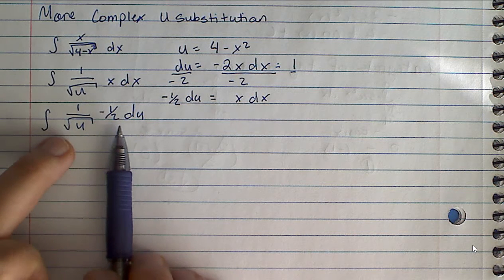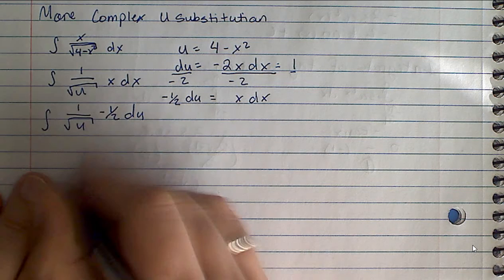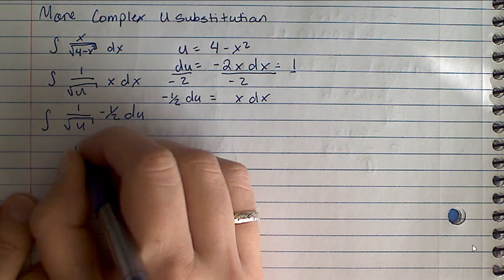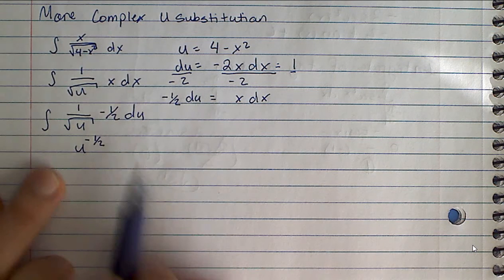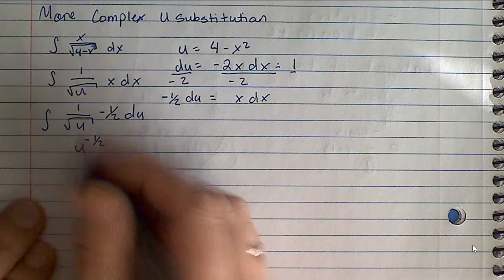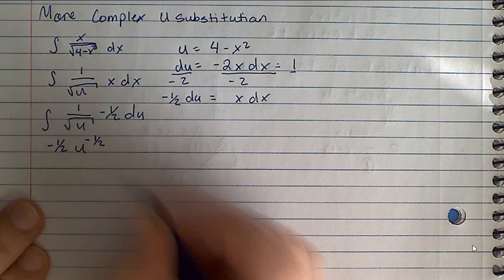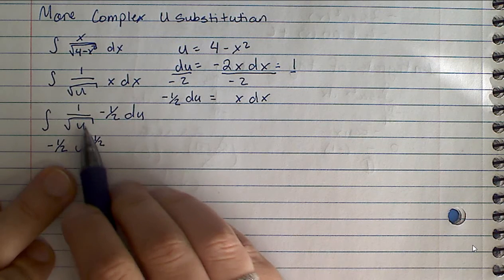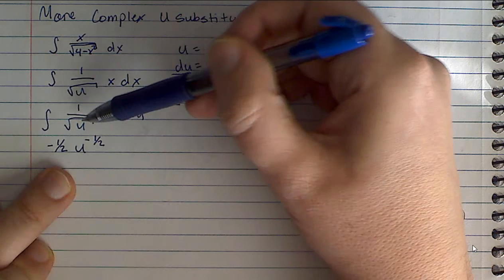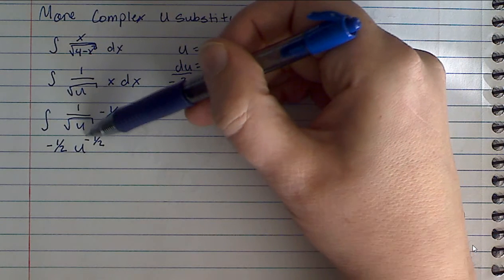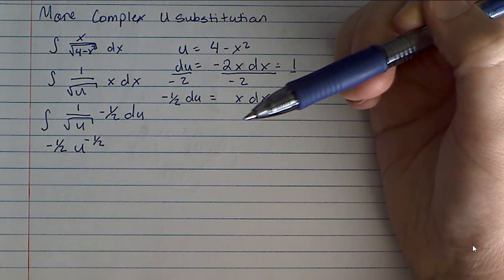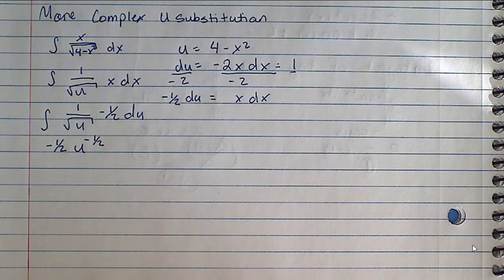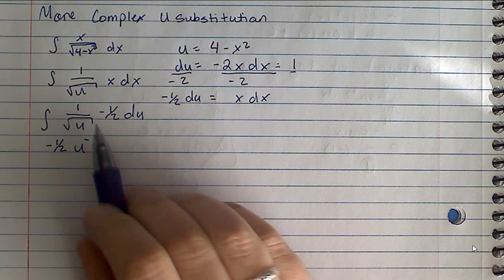So I'm gonna rewrite this as u to the negative 1/2 power. I'm going to put the negative 1/2 in front because it's in the bottom, it's in the denominator. And anything that's in the denominator means it's going to have a negative as part of its exponent. Just like if x is in the bottom of a fraction, it's x to the negative 1 power. Like 1 over x is x to the negative 1. And 1 over x squared is x to the negative 2. So I'm rewriting this.